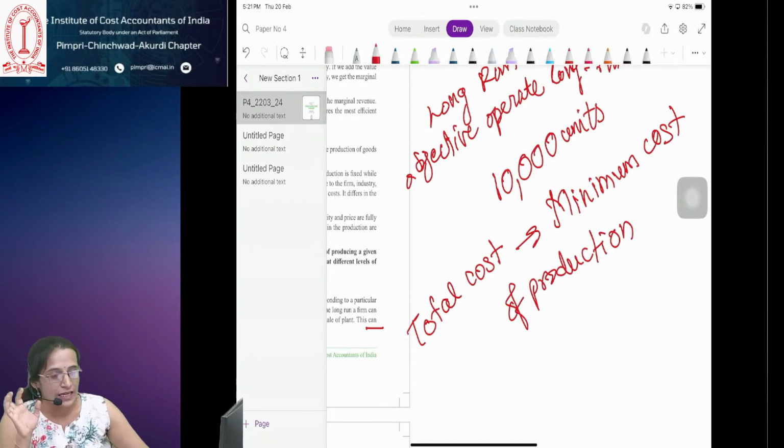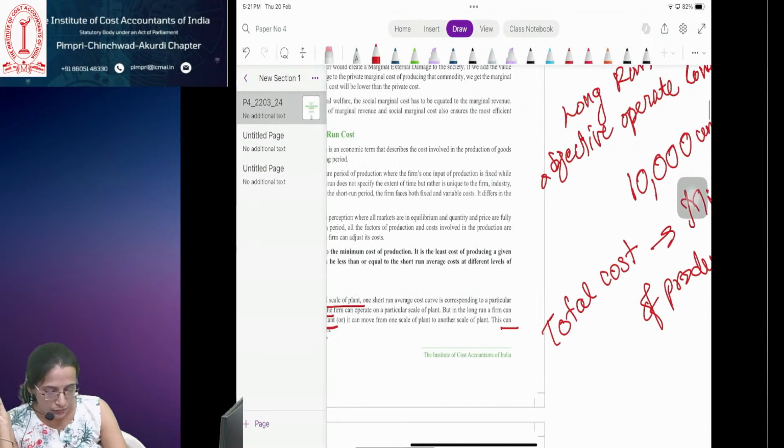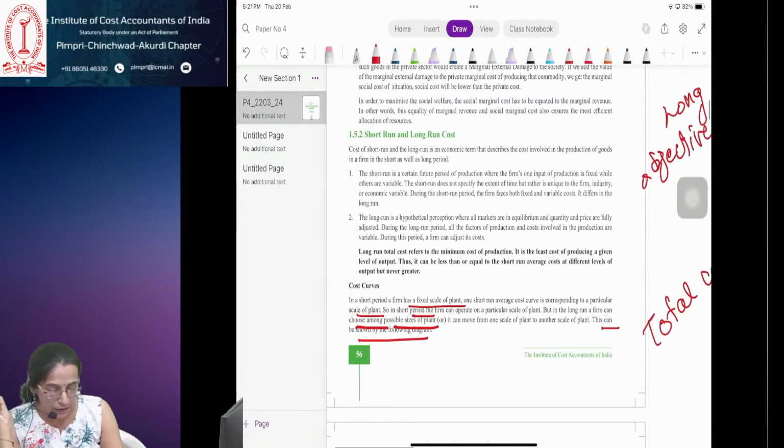So what they are saying, in the long run, what happens if the business produces 10,000 units, suppose, that total cost which we will be calculating in the long run is the minimum cost of producing that 10,000 units. Minimum means the least cost. Okay, clear? See, Saili, you are clear?